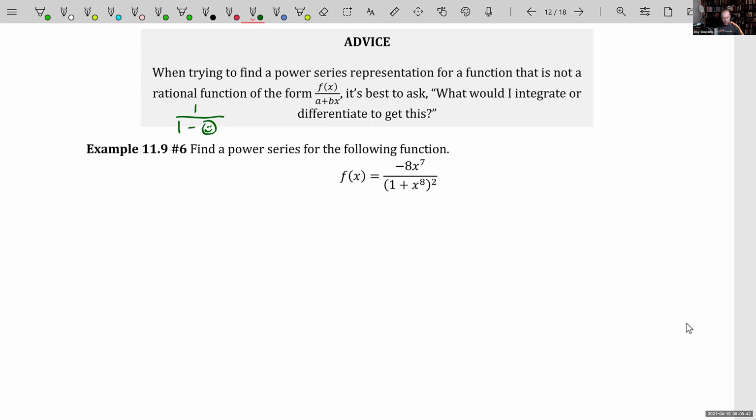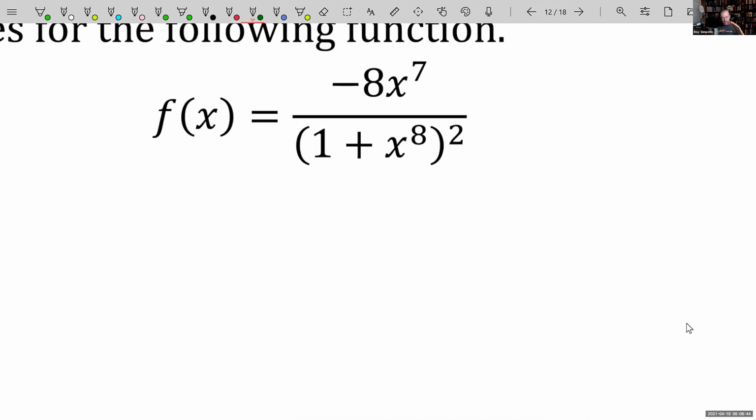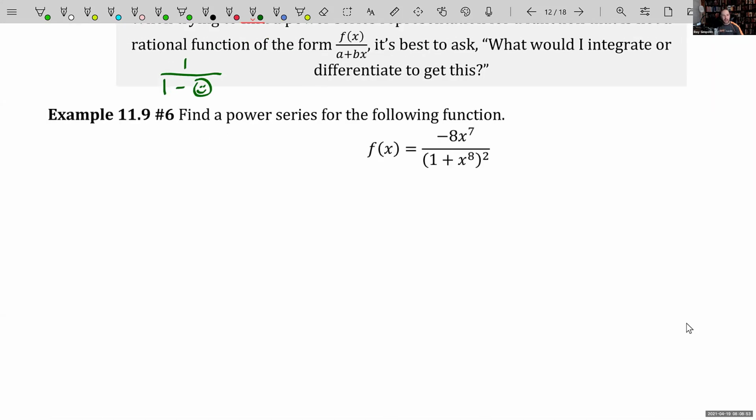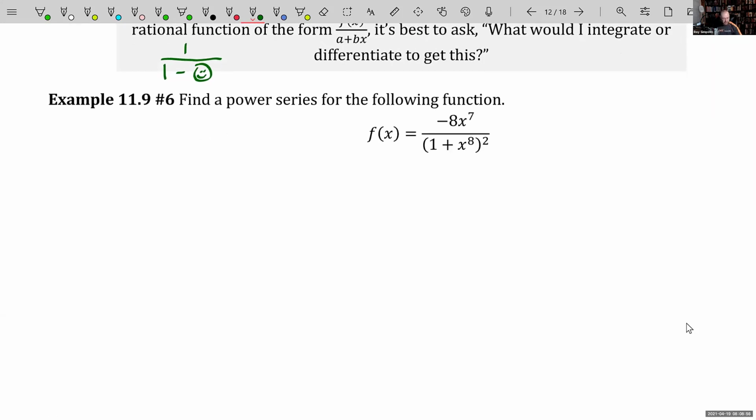So somebody hands you this function. f is negative 8x to the 7th divided by 1 plus x to the 8th, squared. And they say, find the power series. I'm going to go ahead and build that table. I just think that table is going to be kind of nice. So function world, and power series world.